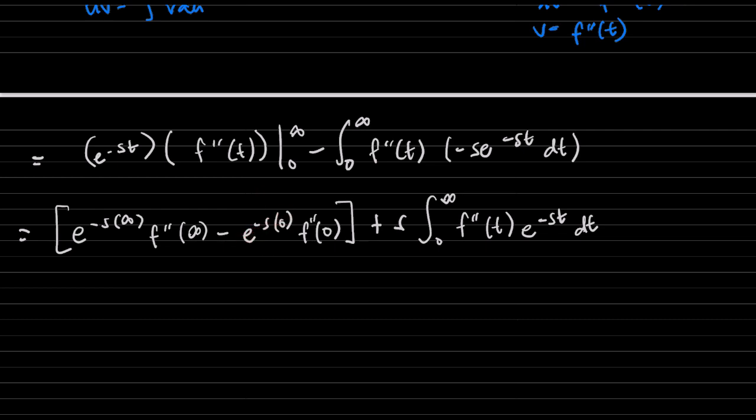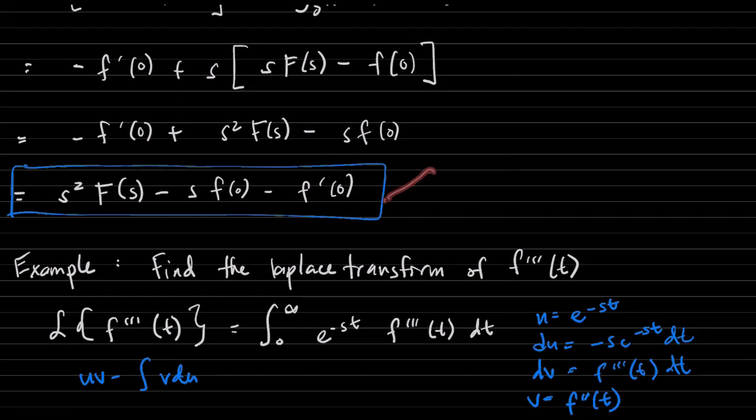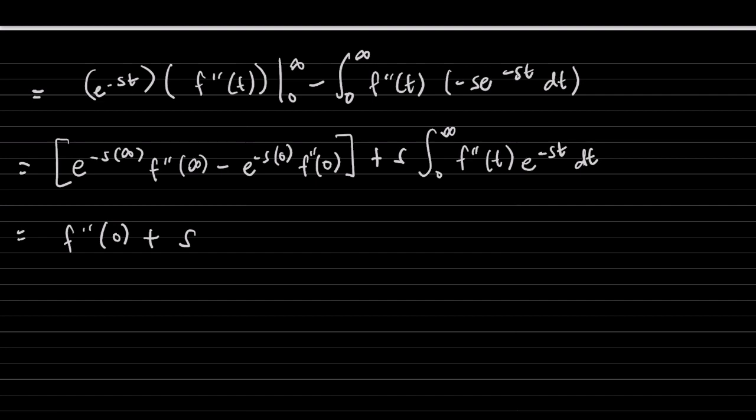So we're left with f double prime of 0. So f double prime of 0 plus s. So katulad ng sa f double prime example kanina, pwede natin i-substitute yung sagot dito na nakuha natin sa previous example, which is this one. So s squared, so plus s. So ito ay s squared f of s minus s f of 0 minus f prime of 0. So tama ba to? Let's see.